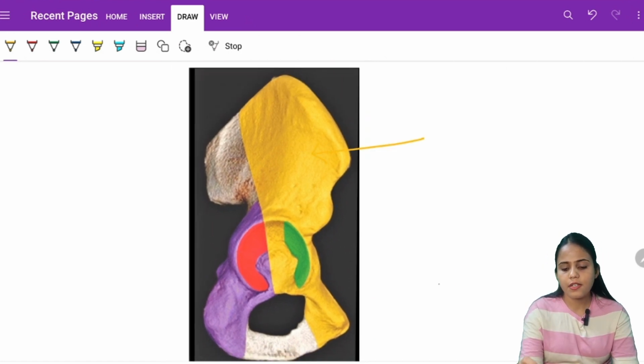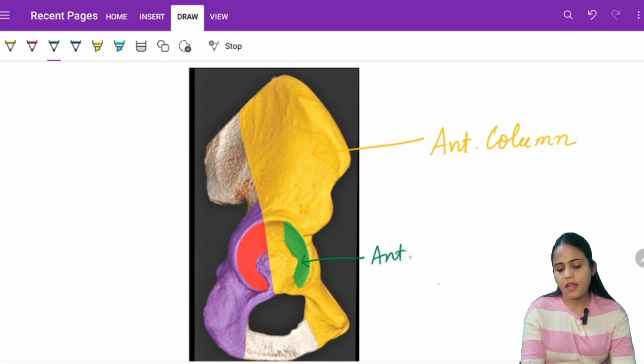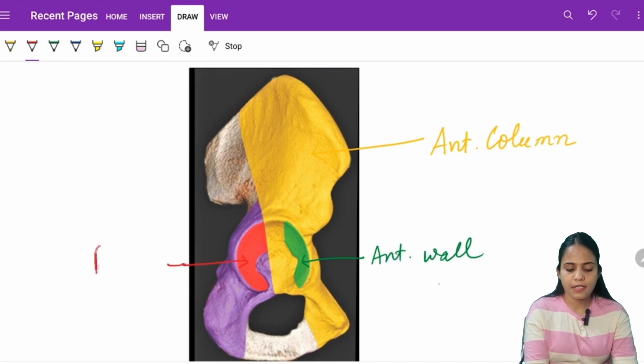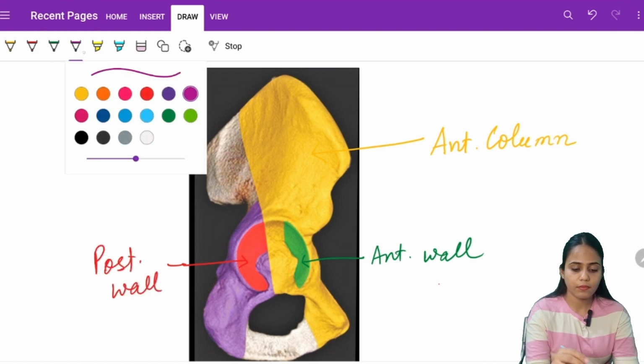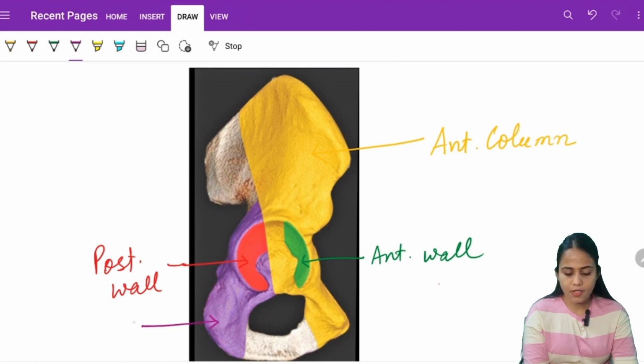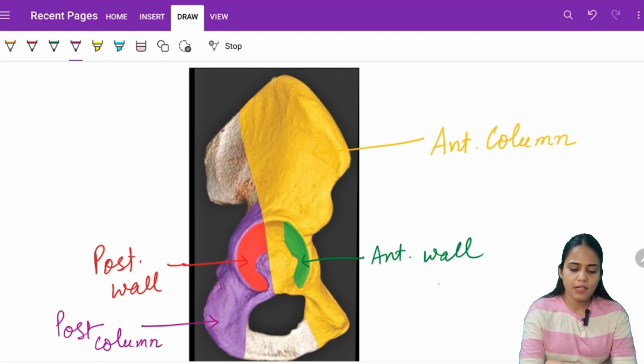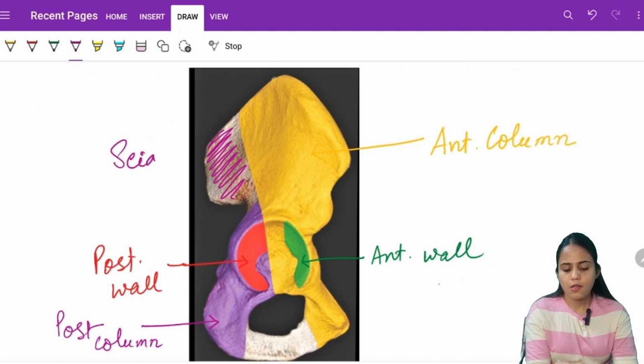This yellow portion here is the anterior column, and this is the anterior wall. Similarly, on the posterior side is the posterior wall, and this portion here on the posterior side is the posterior column, and the part here that is remaining, this we talked about, was the sciatic buttress.